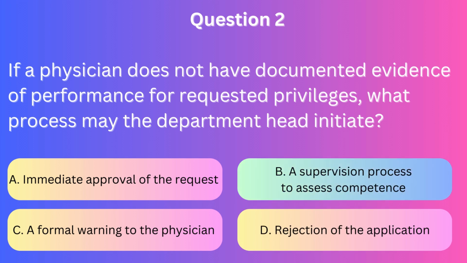Correct answer B. If an applicant lacks documented evidence of the necessary performance for the requested privileges, the department head may initiate a supervision process. This process is designed to assess the physician's competence specifically related to the privilege and involves objective criteria such as direct observation and monitoring of methods.